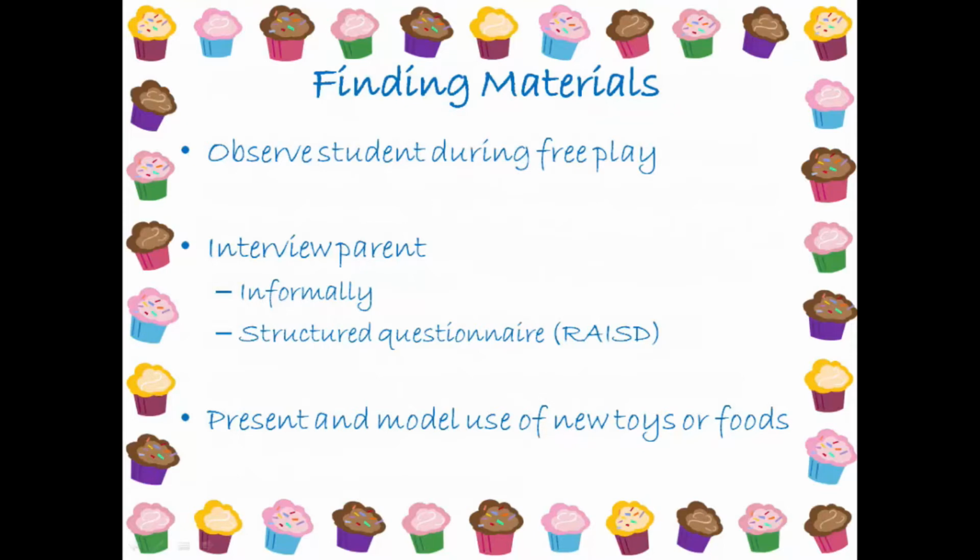Before choosing which method to use, we need to find materials. We can do this in a number of ways. We could observe the student, given free access to items in the environment, then use those that he or she spends the most time interacting with. We could interview the student's parents, either informally or with a structured interview questionnaire. There's one in your packet right now. We could also present small items, like edibles or toys, to the student and observe if he or she interacts with them. With any and all of these, the goal is to identify a bank of items, food, toys, activities, that can be used in your structured assessment.